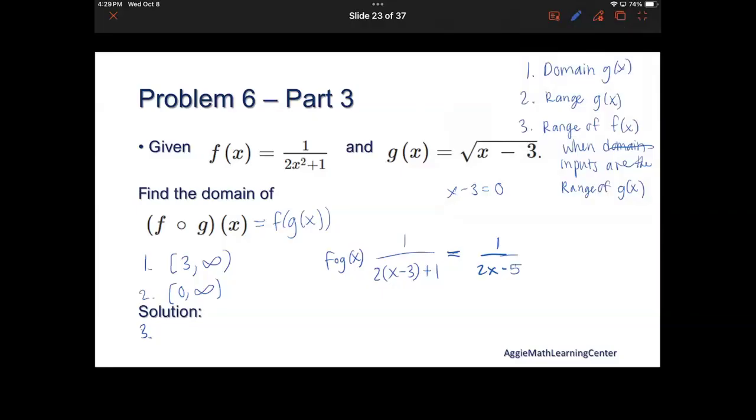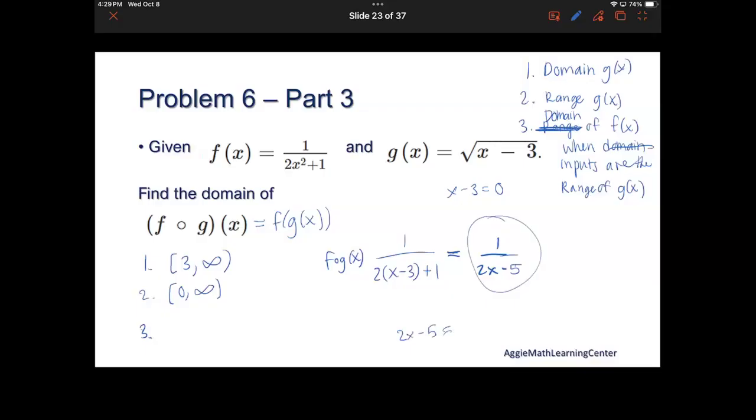Because we are finding the domain of f composed of g of x, I don't actually care what the range of f of x is when the inputs are the range of g of x. I care what the domain of f of x is when the inputs are the outputs of g of x. So I need to look at this function over here and know what its domain is. That would give me a hole somewhere, right? And I only need to be concerned if the denominator is equal to 0. So I can do that real fast.